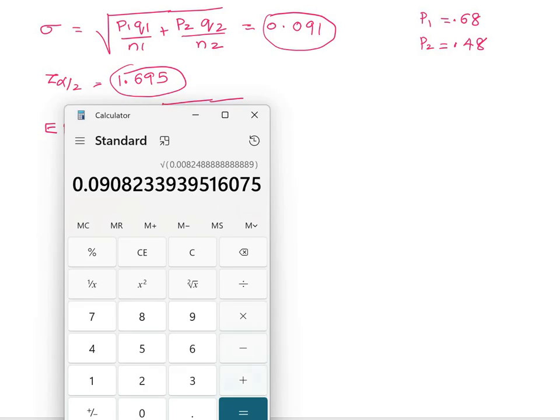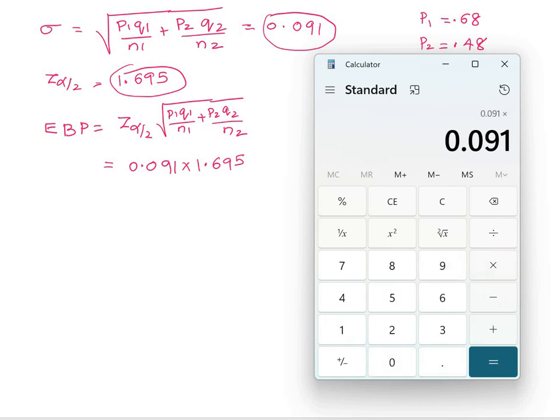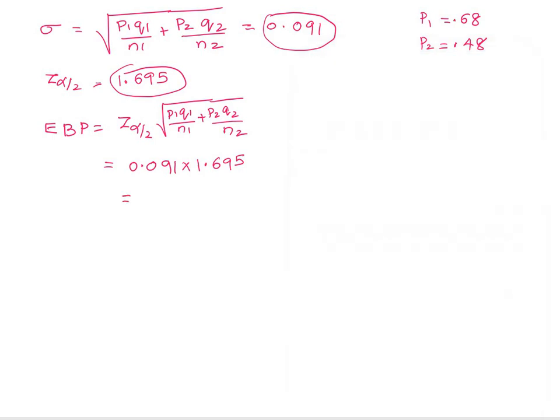We can find out that value from the calculator. So it is 0.091 times 1.695 equals 0.1542. So we can round it as 0.15. It's 0.15. So that is the error.